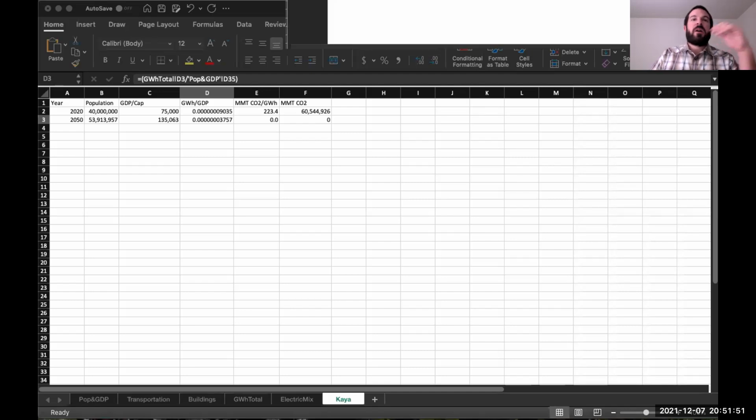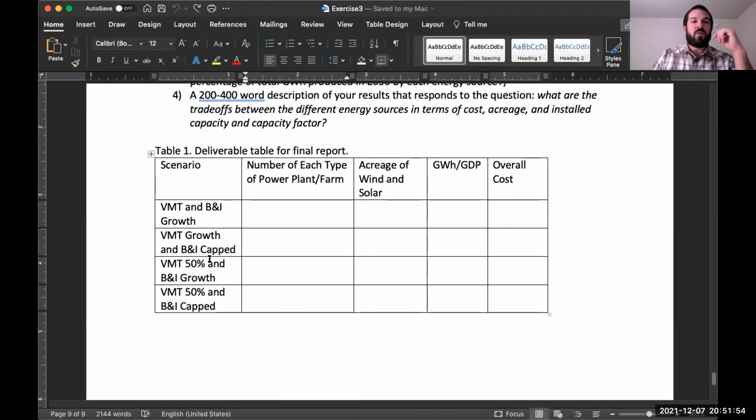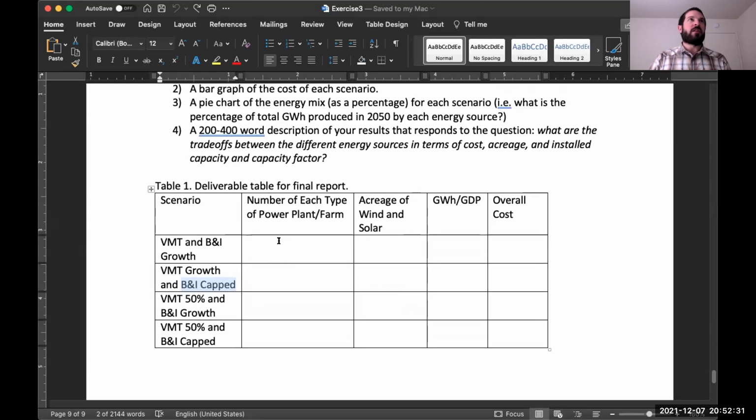The next scenario that you're asked to run is one where we continue to grow vehicle miles traveled. People still drive, but we go way above and beyond on buildings and industrial power. We do tons of conservation, right? We implement all kinds of restrictions and regulations and controls and prevent the amount of electricity that goes into buildings and industrial processes from increasing compared to today. So we cap it at 270 gigawatt hours per year. Okay. I want you to run that scenario.